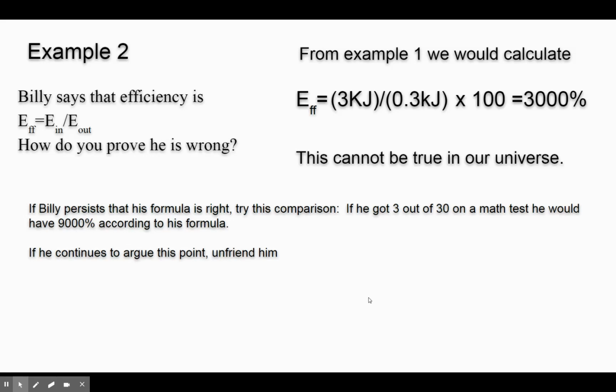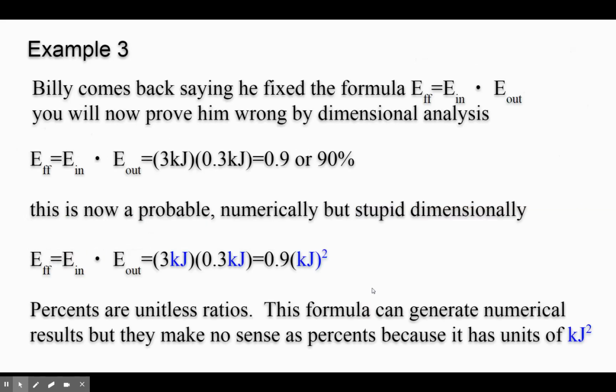Seriously. If your friend insisted on that, just say, Billy, according to your formula, if you got 3 out of 30 on a math test, you got 9,000%. So if he continues to argue this point, unfriend the man. He's just too stupid. He's going to endanger your life at some point.